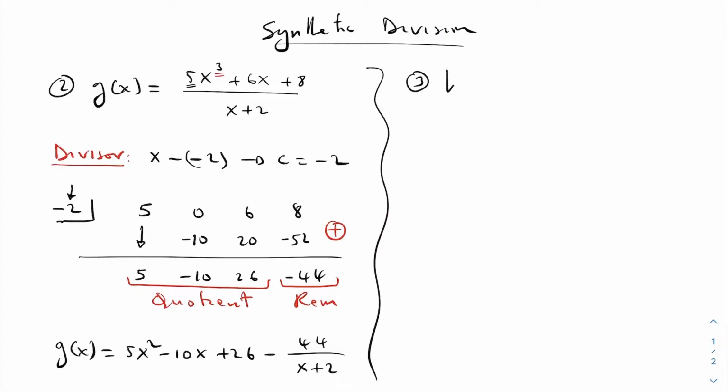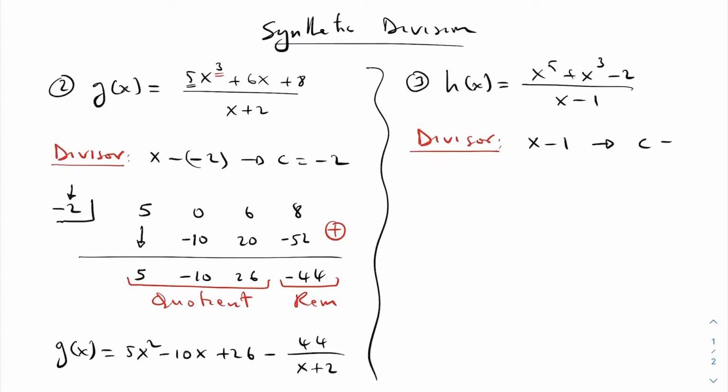Okay, so one last example to make things just sink in. I'm going to have the function h of x equals x to the power of 5 plus x to the power of 3 minus 2, divided by x minus 1. Again, in this case, our divisor, which should be in the form x minus c, happens to be x minus 1, which means that our c happens to be 1.